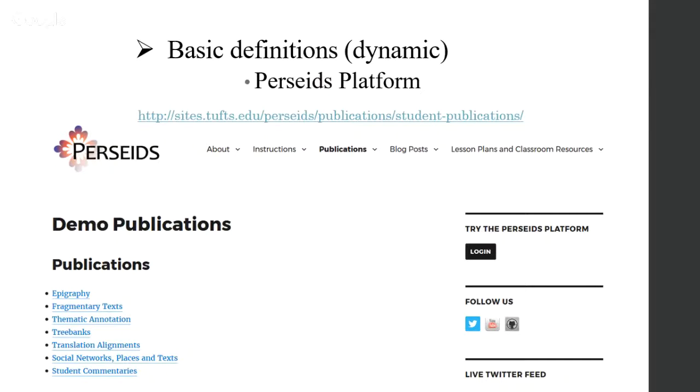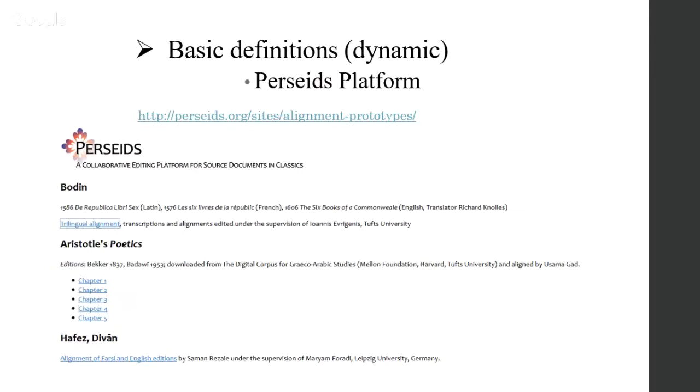And if you go to the publication page of Perseids Platform, you will have demo publications of the translation alignments done by students and some colleagues of us. So you will have trilingual alignment, Latin, French, and English. You will have Greek-Arabic translation alignment, and we have also the translation done by our colleague Mariam Furadi between Farsi and English. So you can use this tool between whatever language you are interested in.